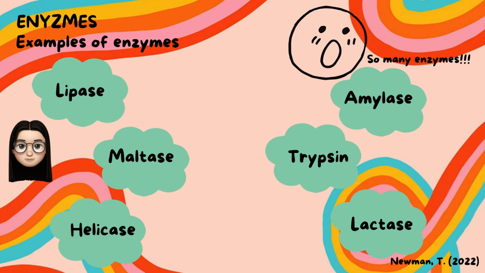Lipase helps digest fats in our gut. You may be familiar with the enzyme lactase. Lactase helps break down the sugar lactose into glucose and galactose. If you have a lactose intolerance, this means you do not have enough lactase enzymes to help break down the sugar. You can find the enzyme helicase in DNA replication. Helicase unravels the hydrogen bonds that are holding the base pairs of DNA together. This happens during mitosis when genetic information is copied.